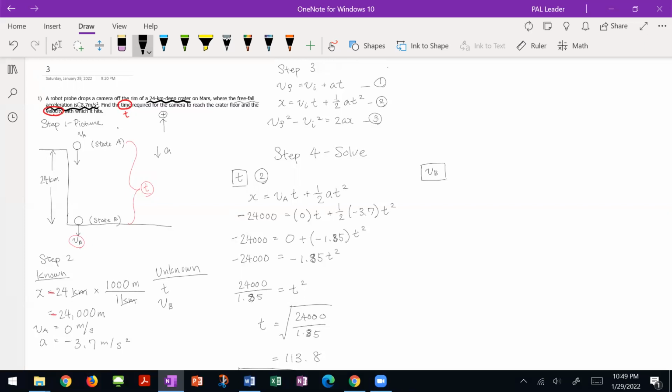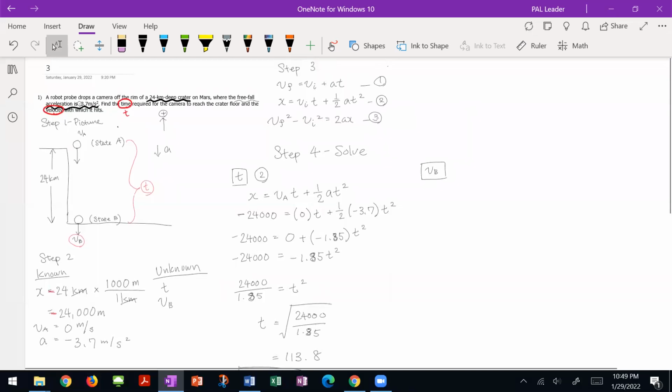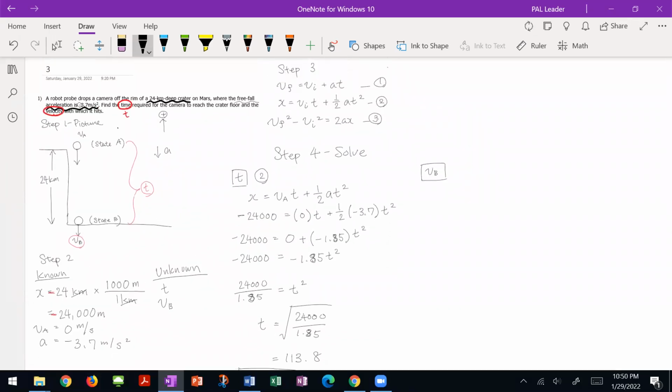I'm going to look at number 1 first. V final, VB, that's what we're looking for. V initial, the VA, right? We do know that. That was 0. Acceleration, we do know that. That was negative 3.7. And time, we didn't know that at first, but we just solved for that, right? We just solved how long it takes to go from VA to VB. That was 114 seconds. So I think we can use number 1.